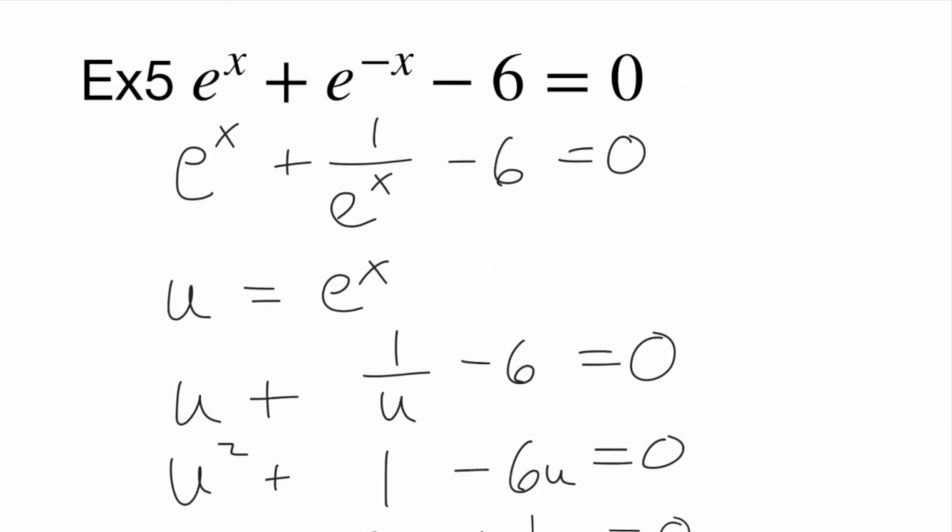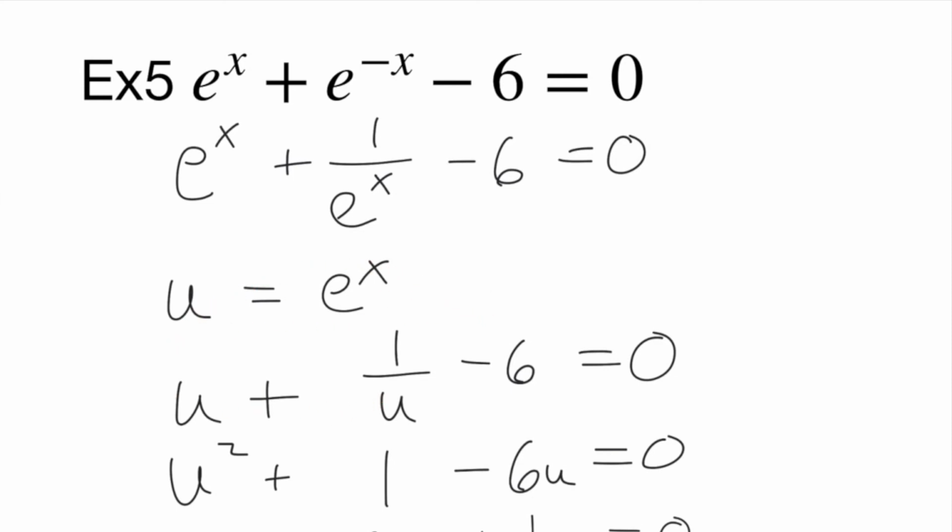Here's another equation. e to the x plus e to the negative x minus 6 equals 0. I think the easiest thing to do as a first step is to get rid of the negative exponent, because all of a sudden if we do that, we get an e to the x and an e to the x in this equation, and then we can make a u substitution. We'll let u equal e to the x.